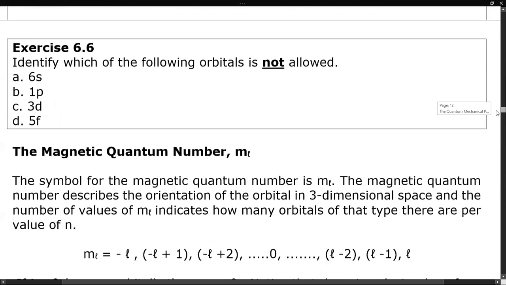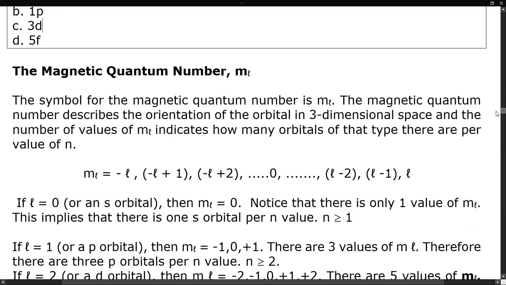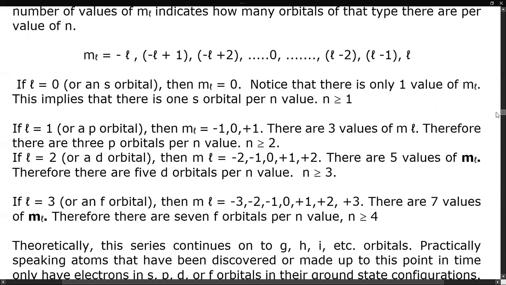Let's look at the magnetic quantum number. Now, the symbol for the magnetic quantum number is m sub L. And it tells us how that orbital is arranged in three-dimensional space. It also tells us how many orbitals there are of that type per value of n. m sub L ranges from negative L to positive L, including 0. So if we look at it, for L equals 0, which represents an s orbital, m sub L can only be 0, which means there's only one value of m sub L, which implies that there's one s orbital per value of n greater than or equal to 1.